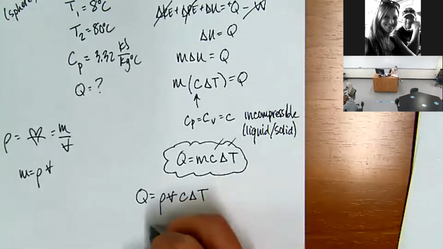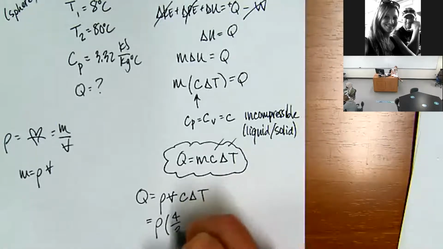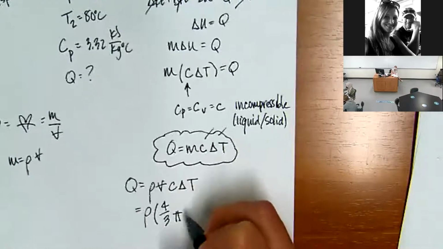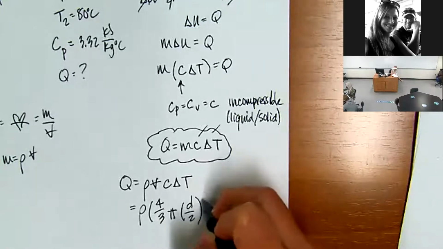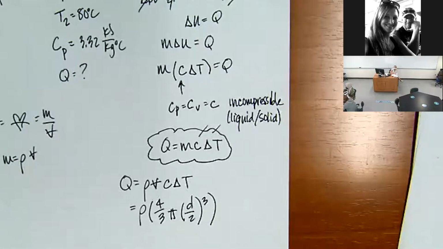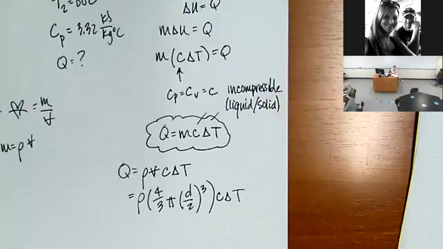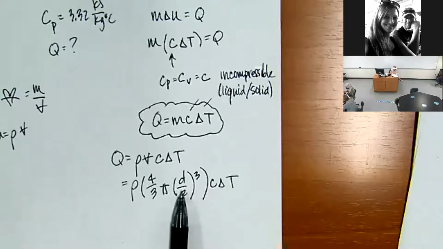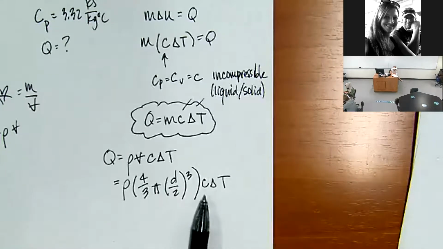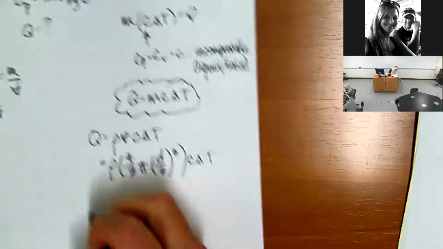Our equation for volume of a sphere is 4/3 pi r cubed. We don't have r, we have diameter, which divided by 2 is r, cubed. C delta T. So we have density, we have diameter, we have C, we have delta T. So we should have everything that we need to plug in for this equation.